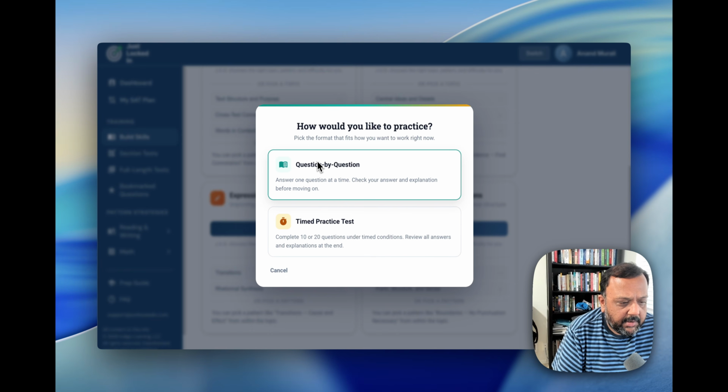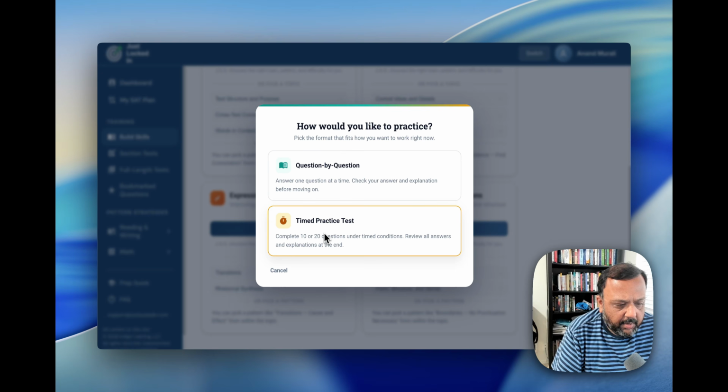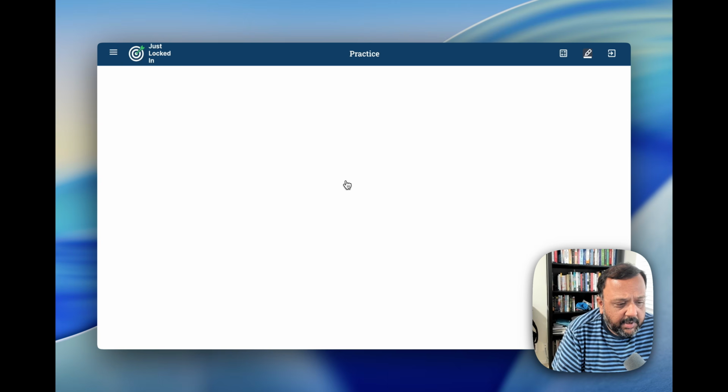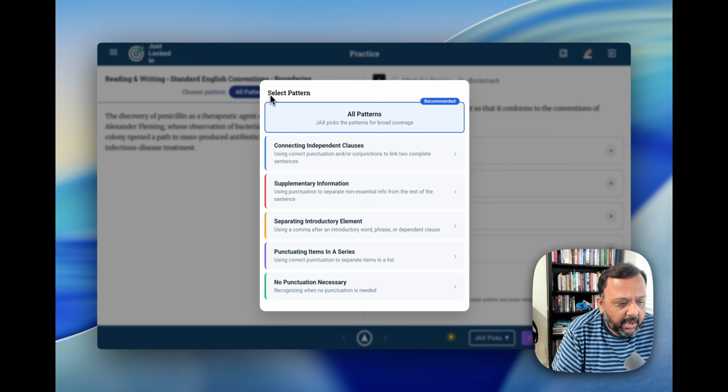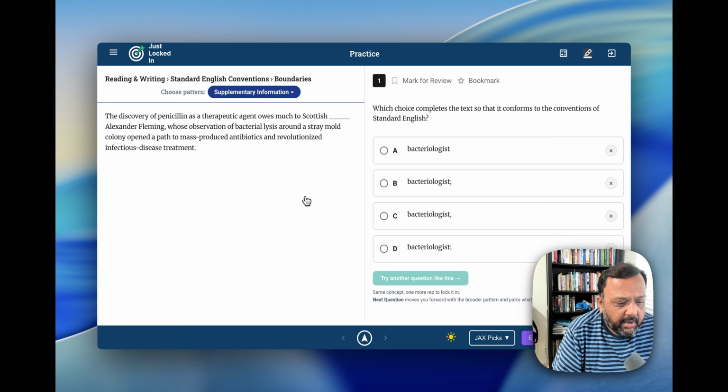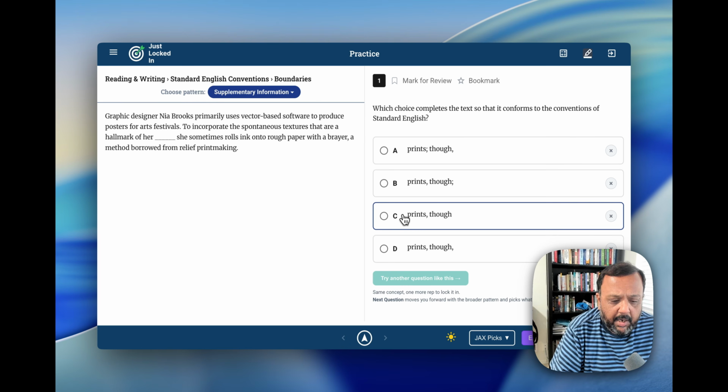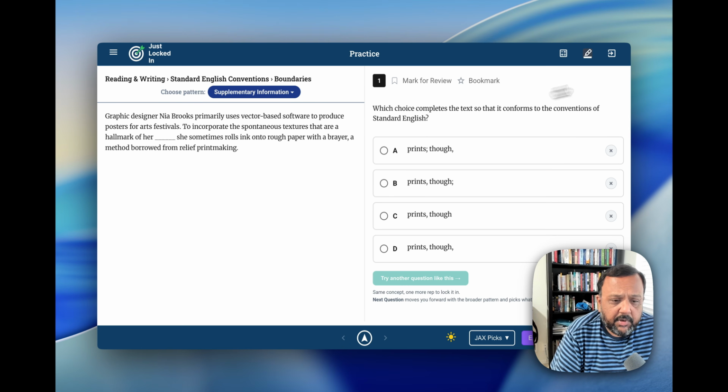Just click on Boundaries, and you can either do question by question, or you can take a timed practice test across all of the patterns in Boundaries. So when you do question by question, you can actually choose a pattern. Just go to Supplementary Information, and you can practice as many questions as you want.